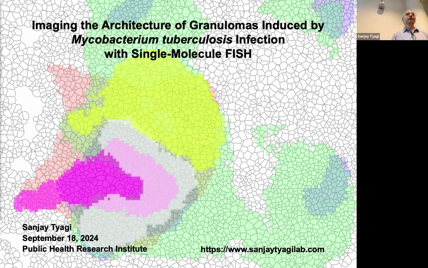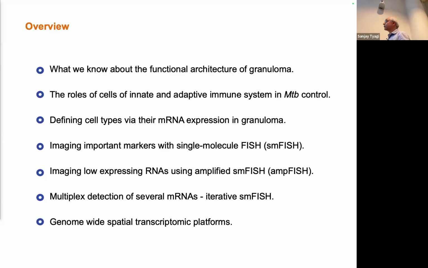They did a lot of imaging work early on, and my contribution in this is creating images like this from their primary images. I'm going to talk today about these broad topics. We're going to talk about what we know about the functional organization of granuloma, and we will talk about roles of cells of innate immunity and adaptive immunity in controlling TB.